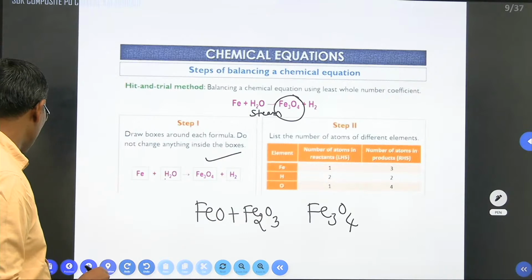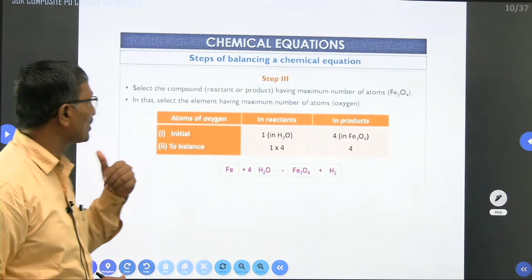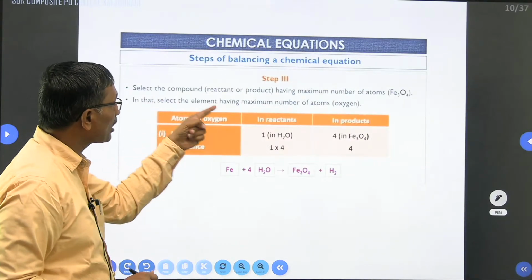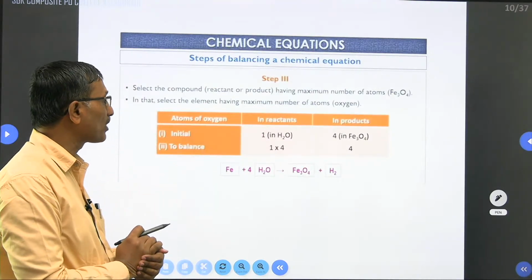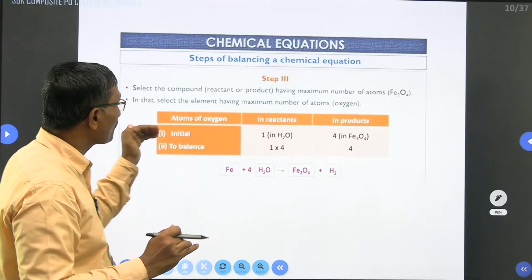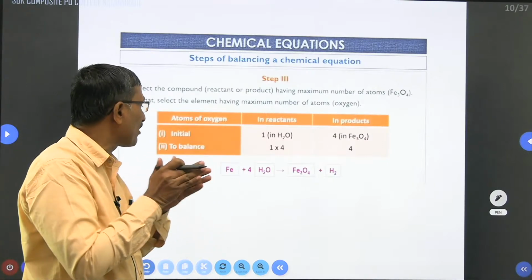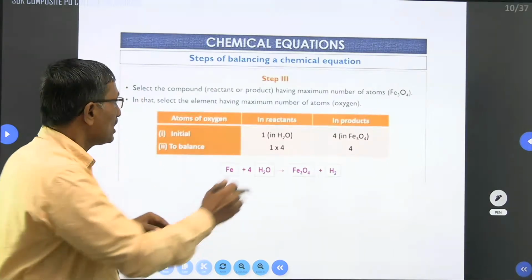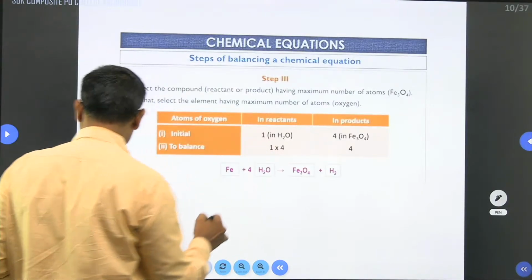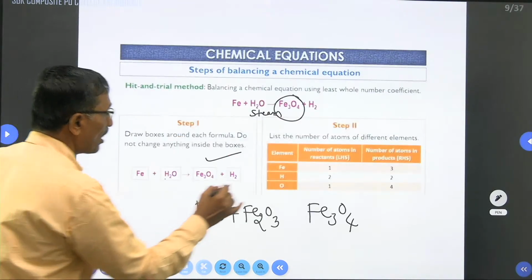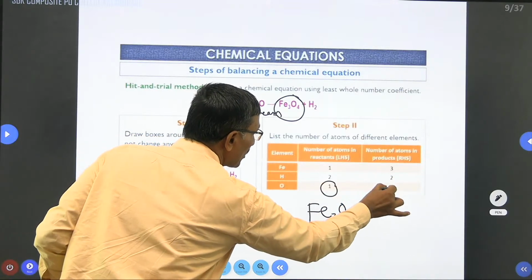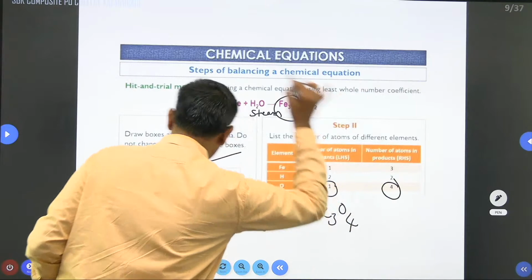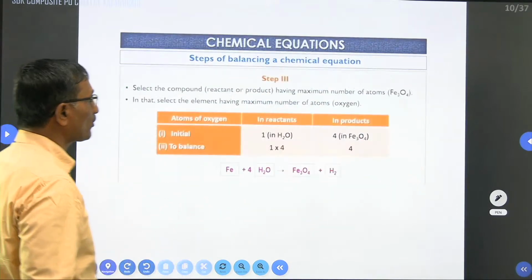How to balance? Let us see. Step number 3: select the compound having the maximum number of atoms. So we came to know that the maximum number of atoms is oxygen. In the reactant, oxygen only 1 is there. Maximum number of atoms, oxygen, on the product side how many are there? 4. That means what you have to do?